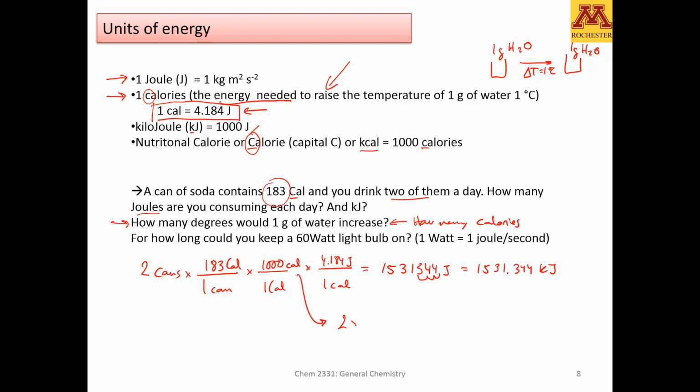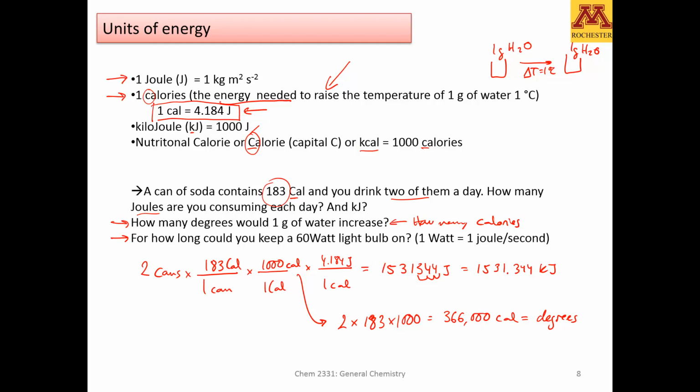So if I multiply 2 times 183 times 1,000, that would be, if I'm not mistaken, 366,000 calories. Okay, which is the same as 366,000 degrees that you could increase 1 gram of water with this energy. So not bad for 2 cans of soda. That's a lot of temperature to increase 1 gram of water. Okay, and so that may give you a little bit of perspective on how much energy we're consuming through our ingestion of food.